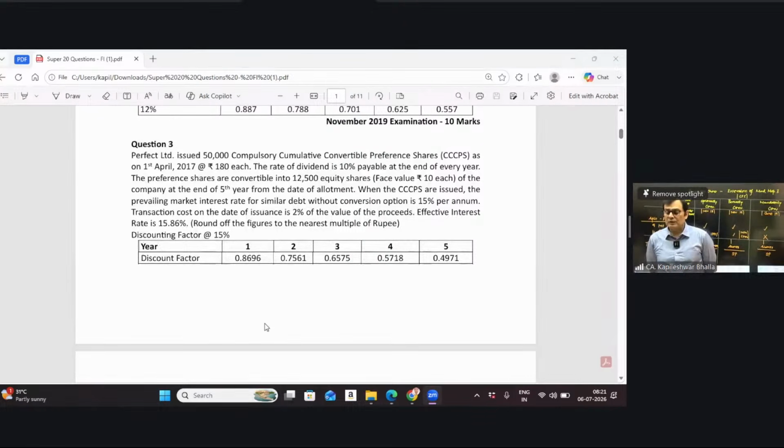The preference shares are convertible into 12,500 equity shares of the company at the end of fifth year from the date of allotment. When the CCPs are issued, the prevailing market rate on debt without conversion option is 15%, and this time we've got a TC as well. Wow. And it says the effective interest rate is given. So as I told you, once you are given a TC, the finance charge has to be computed based on the new effective interest rate, which is already given in the question, and the discount rates are defined.